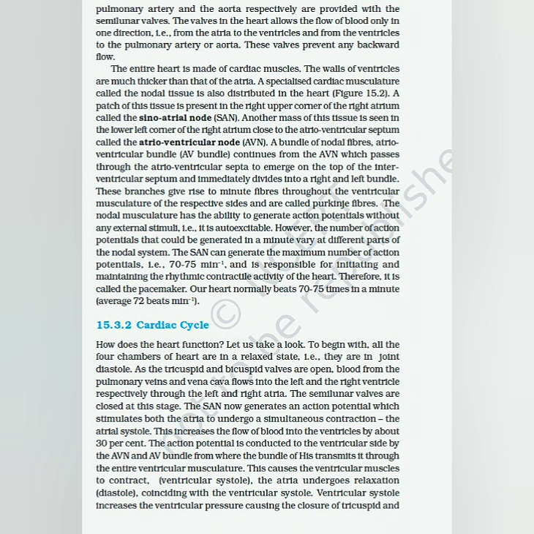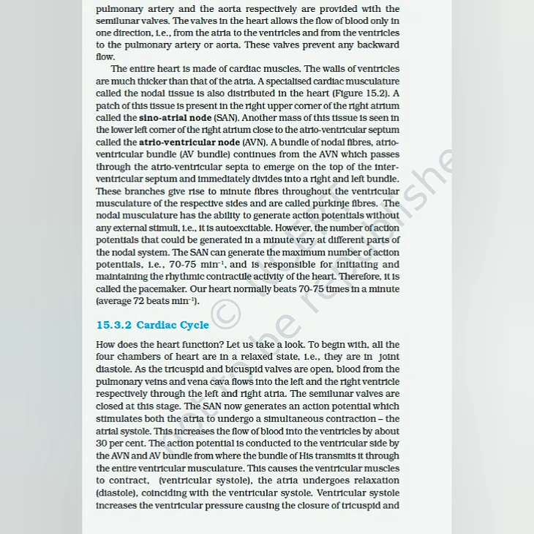Cardiac cycle. How does the heart function? Let us take a look. To begin with, all the four chambers of the heart are in a relaxed state, that is, they are in a joint diastole. As the tricuspid and bicuspid valves are open, blood from the pulmonary vein and vena cava flows into the left and right ventricles, respectively, through the left and right atria. The semilunar valves are closed at this stage.